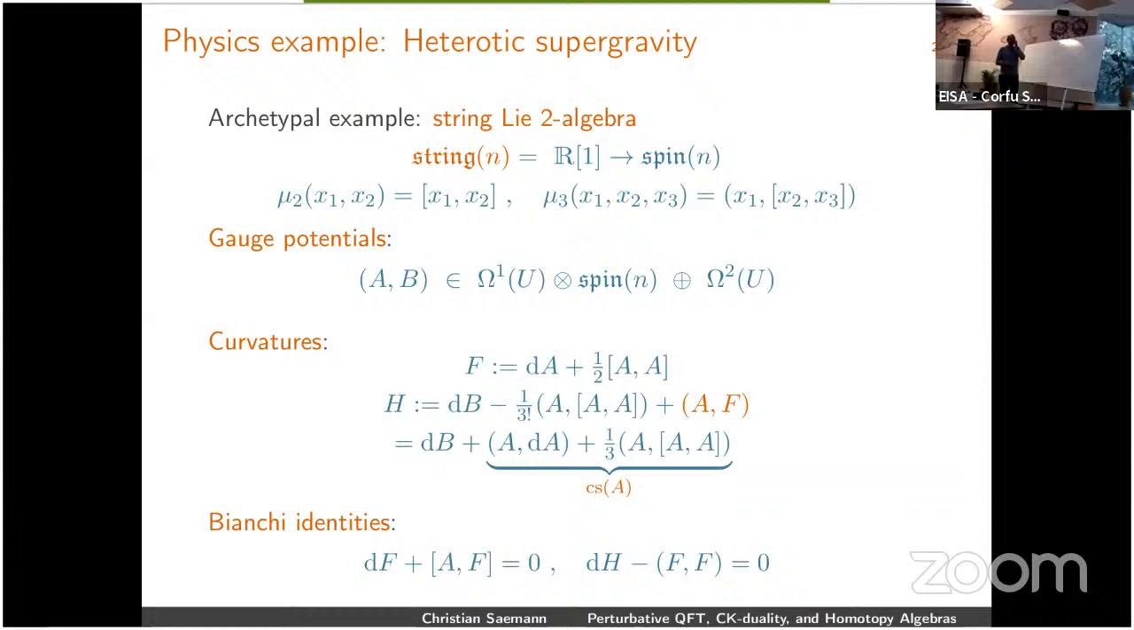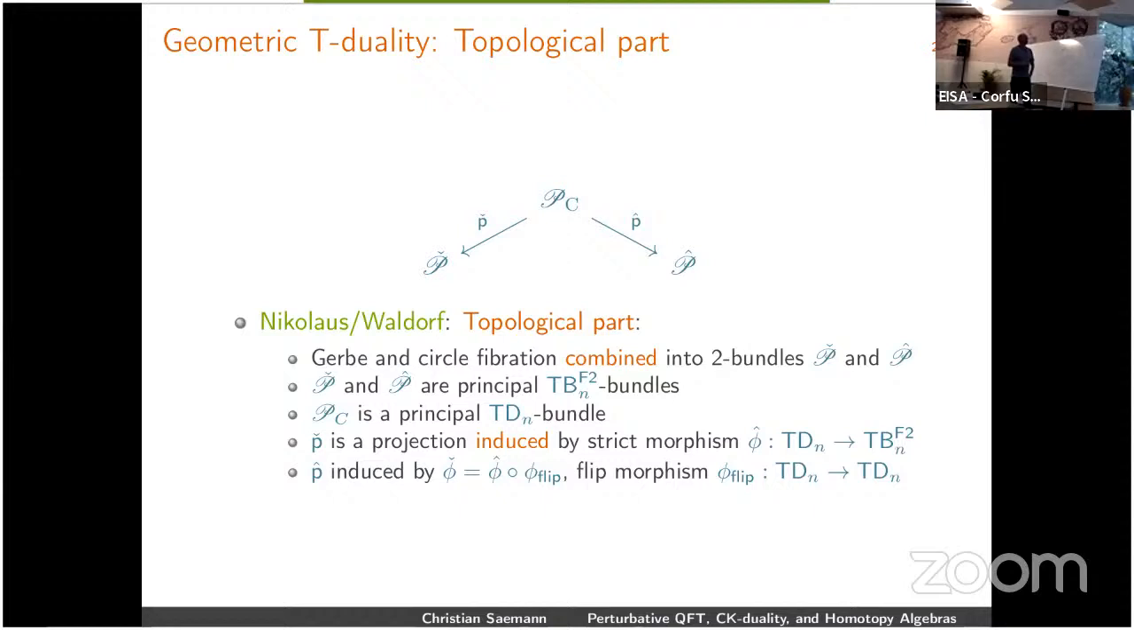Okay, so let me now come to geometric T-duality. As I said, Nikolaus and Waldorf had these principal 2-bundles, and there are particular 2-groups that live here. So these are principal 2-bundles for a 2-group they call TBF2N because it's for F2 backgrounds. But the important player is really this PC that essentially encapsulates the whole T-duality. This is a principal TDN bundle with this 2-group that I flashed before, right?